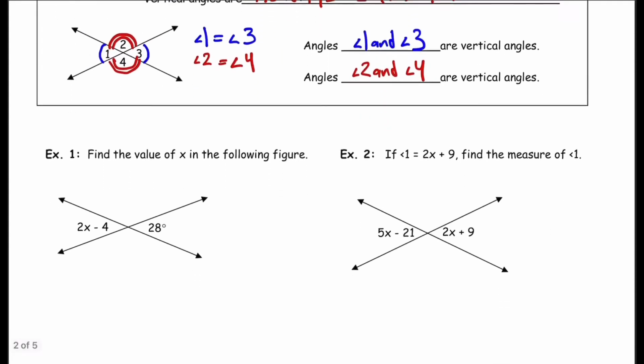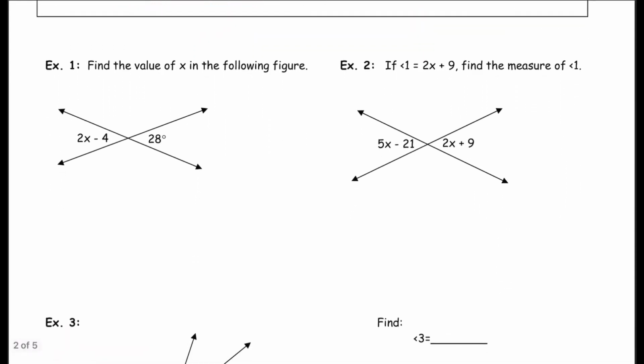All right, so let's take a look at a few examples. In example 1, we have to identify what angles are given to us. So I have this angle, and those are indeed opposite, and they're formed by intersecting lines, so I know that they are equal. So my equation is pretty straightforward. 2x minus 4 equals 28. All right, some simple algebra here.